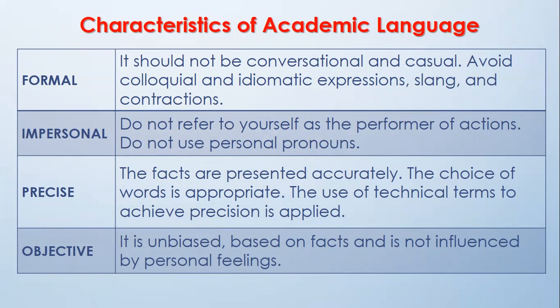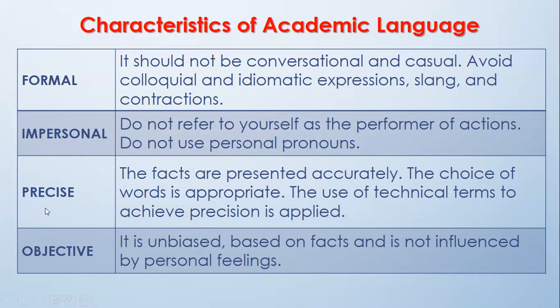Okay, so next is impersonal. When we say impersonal, it is unbiased. Do not refer to yourself as the performer of actions, even though you are in reality. In other words, you have to be humble. You have to keep your feet on the ground. You should not be taking all the credit. So do not use personal pronouns. Instead, make use of third person point of view pronouns.